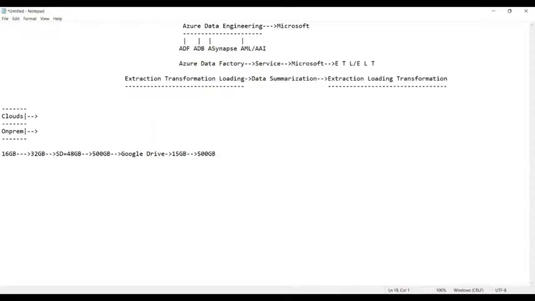This is a very good example, guys. The 48 GB which you stored in your previous mobile phone, which you lost, is called on-premises data.